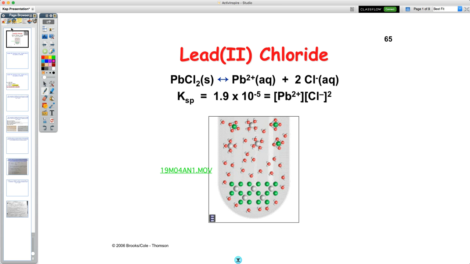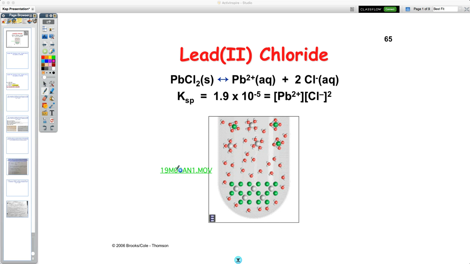So this type of equilibrium is a little bit different than what you've been seeing. It's going to be an equilibrium that's heterogeneous, and what I mean by that is it's going to be between a solid and an aqueous solution. So I just wanted to show you the particle model diagram for how this is occurring.